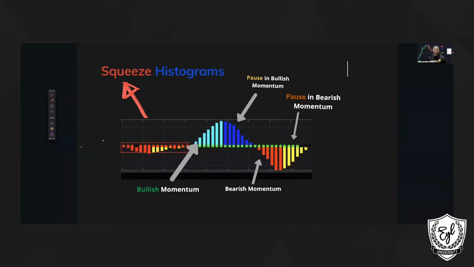On top of that, we have these different bars that are called the histograms. The bars are called the histograms. We're going to go through a couple of different colors that are really going to help you understand who's winning, either the bears or the bulls.